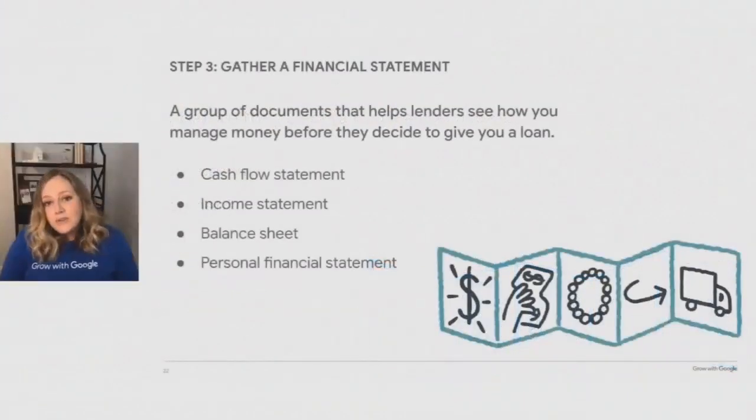Have a cash flow statement that clarifies the money coming in and out of your business every month. This tells lenders how much cash you usually have on hand. Use a current 12-month statement that projects 6 months into the future.